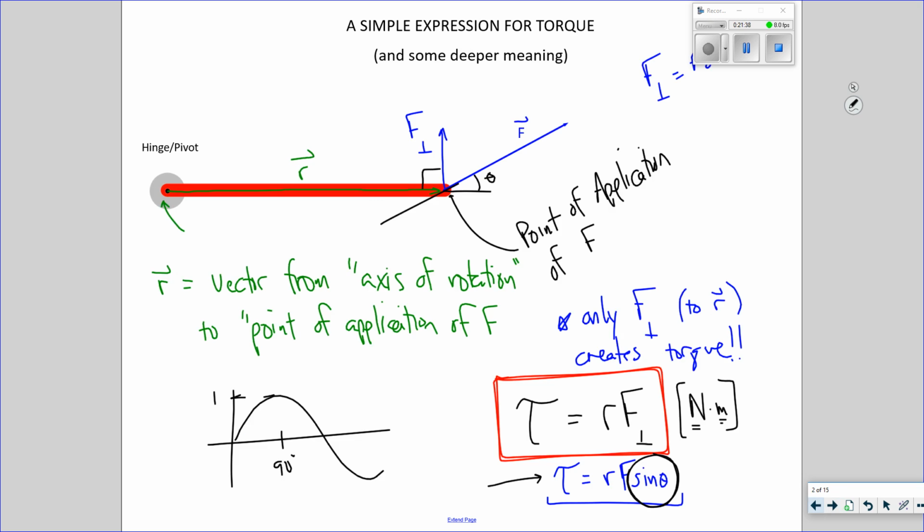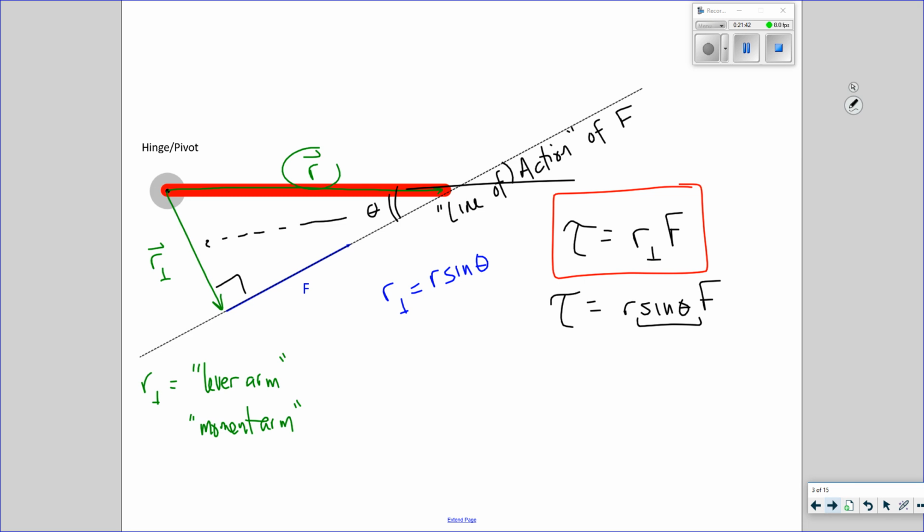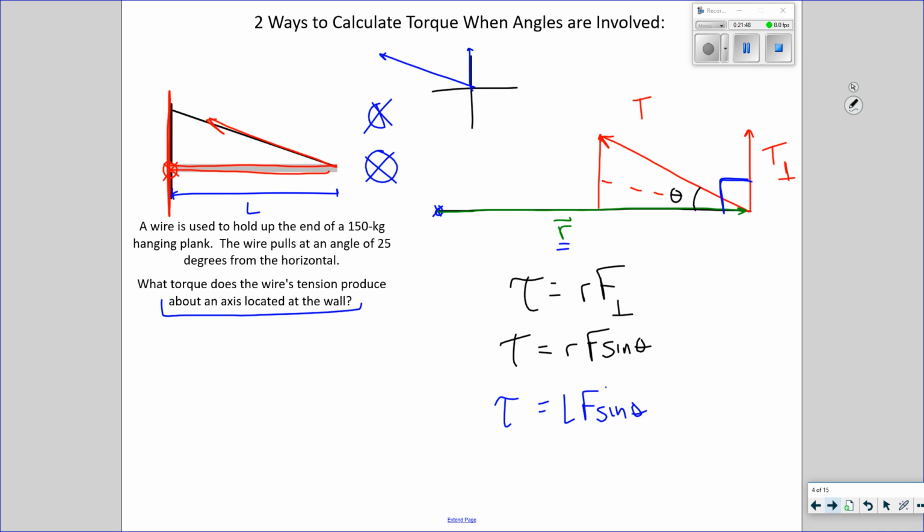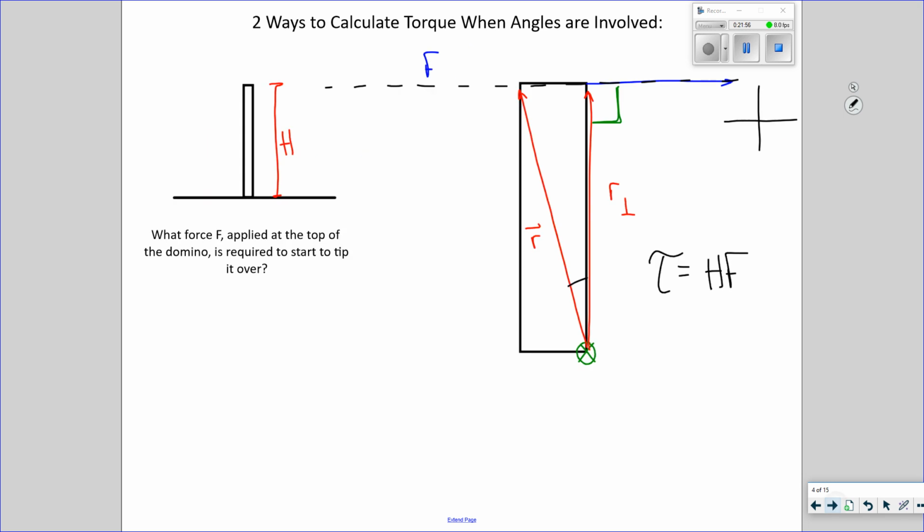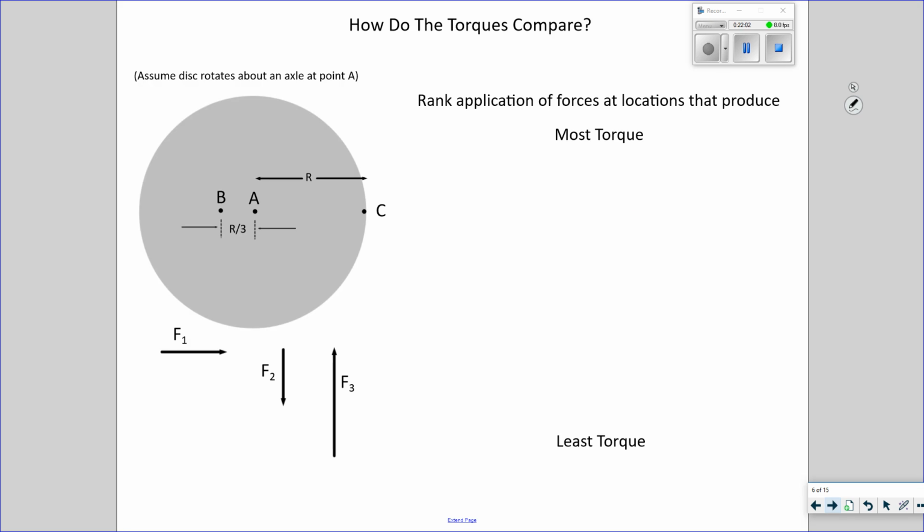Also, sometimes it makes sense to break F into components. Sometimes it makes sense to break r into components. You've got to get some practice to know when each will be more convenient. In my opinion, whichever one's off axis, r or F, break that one into components. Here, T was off axis, break it up. Here, r is off axis, break it up. Okay, here's a nice little exercise about ranking the amount of torque that forces produce.